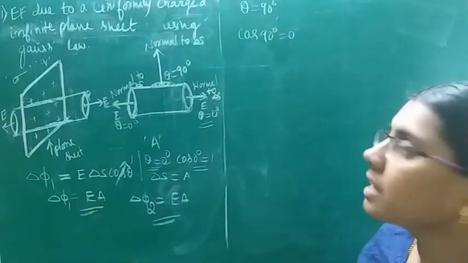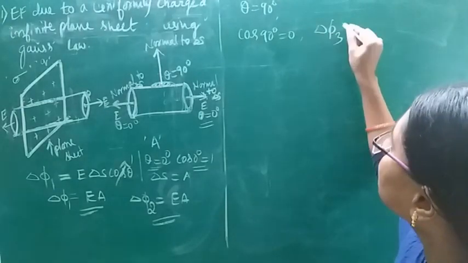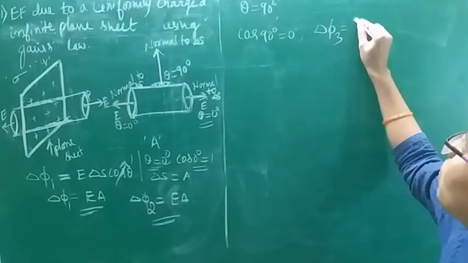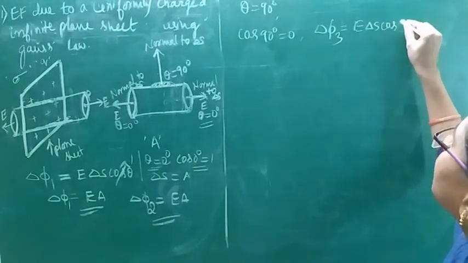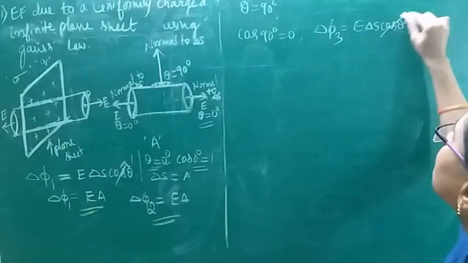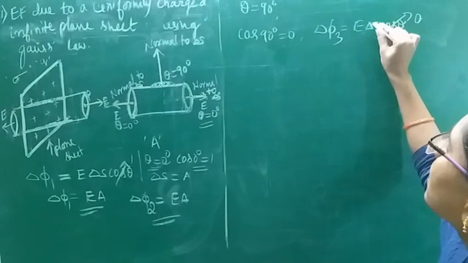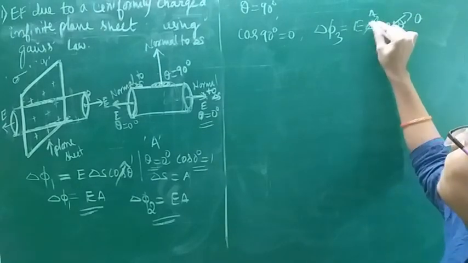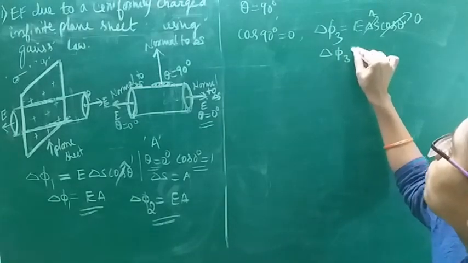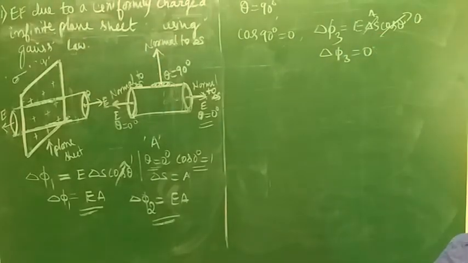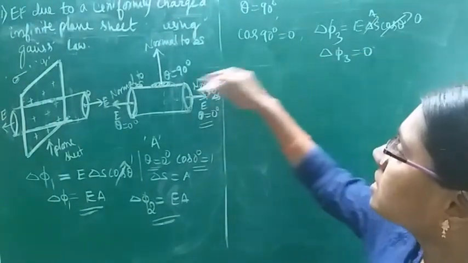If cos 90 degree is 0, then the total flux through that curved surface, delta phi 3, is equal to E into delta S cos 90. Cos 90 value is 0, and 0 multiplied by anything is 0. Here the area is A, so EA into 0 will be equal to 0. Therefore the total flux due to the third surface is 0.